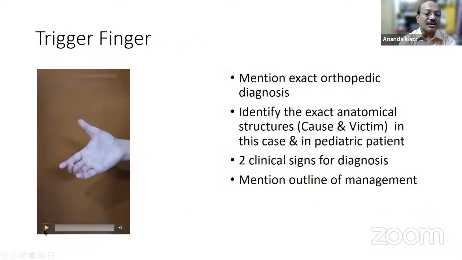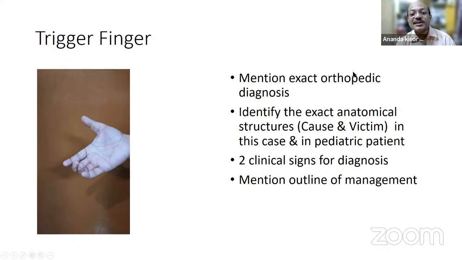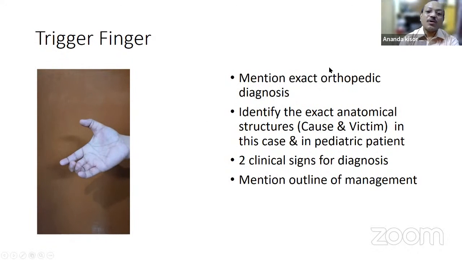Now, this is another video. You can see that it is a very easy one. So mention the exact orthopedic diagnosis. Orthopedic diagnosis, not a colloquial, that is a static diagnosis. So it is a stenosing tenovaginitis of the long flexor tendon of the thumb. So stenosing tenovaginitis of the long flexor tendon, that is the flexor pollicis longus of the thumb. So this is the complete answer.